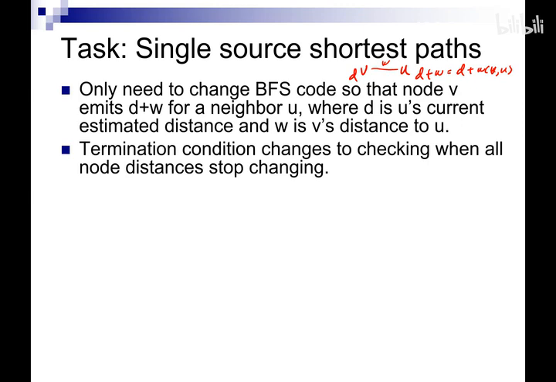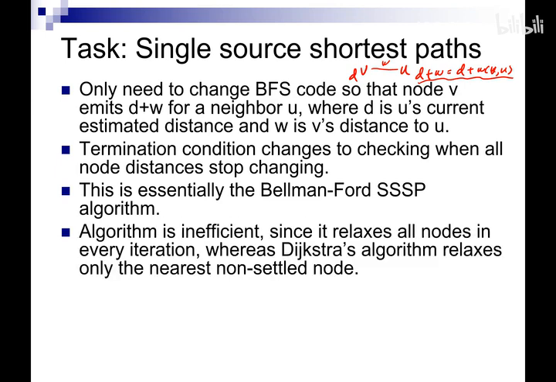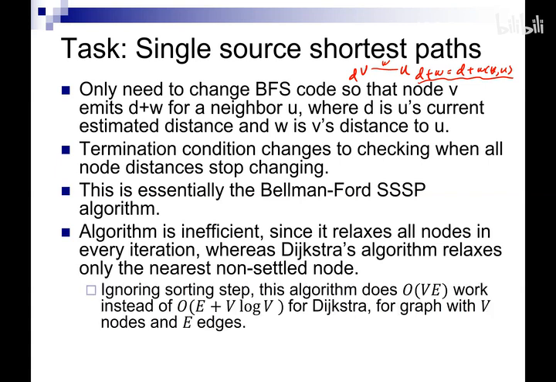Again, we need a driver program to check for this condition. And for every iteration, we're going to go through all of the nodes in the graph, and for each one of them, we're going to do this relaxation step. So this is basically the Bellman-Ford algorithm for single source shortest paths. This algorithm is also inefficient because we need to go through all of the nodes in every iteration. There's a more efficient algorithm, Dijkstra's algorithm, but that algorithm is harder to parallelize.